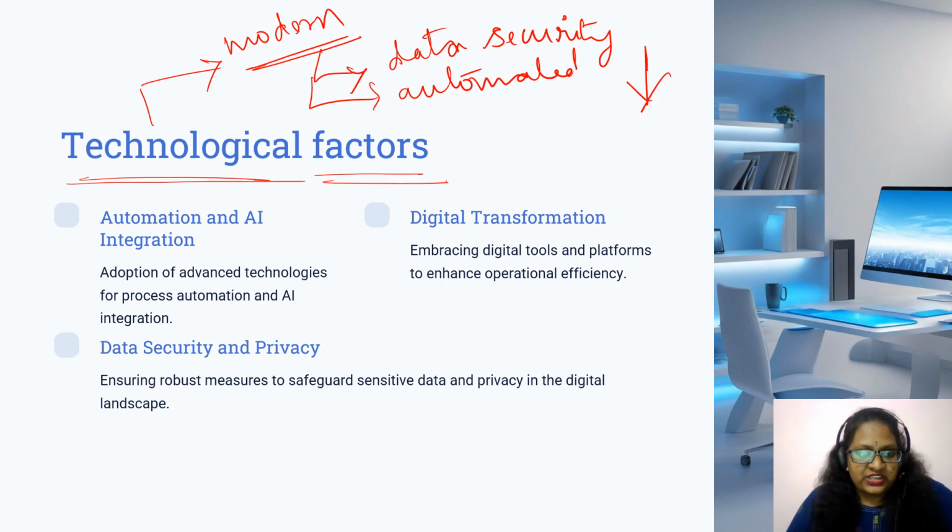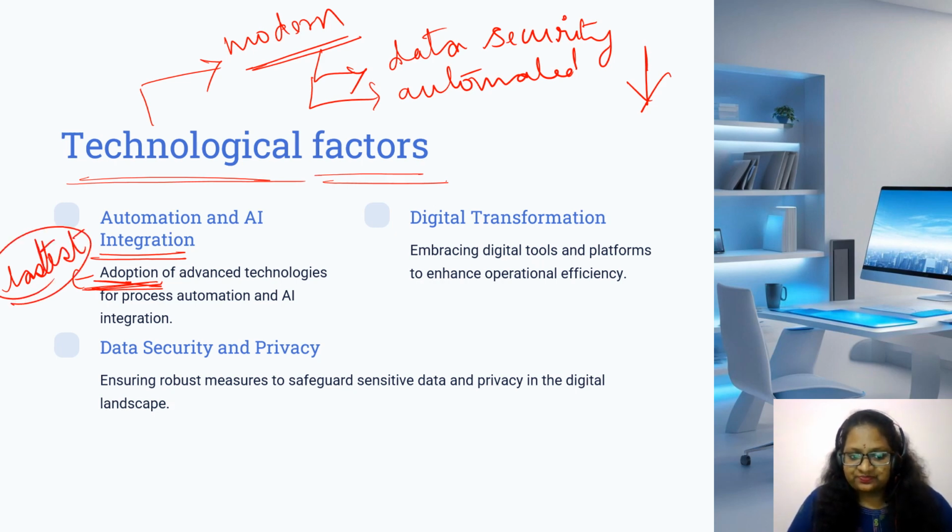So we have to be updated with the automations and with the technology. The first one here is automation and AI integration: adoption of advanced technologies for process automation and integration. We have to adopt on a daily basis, whatever technology is latest, we have to be connected with it. And next comes digital transformation, embracing digital tools and platforms to enhance operational efficiency.